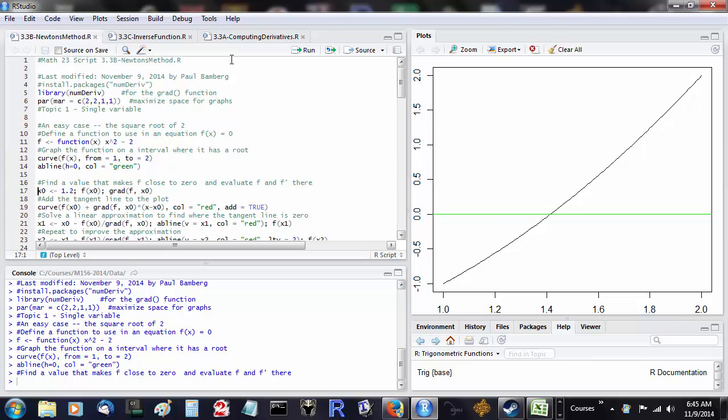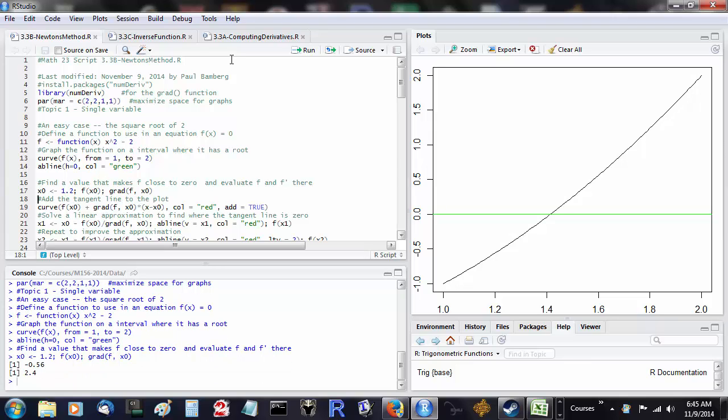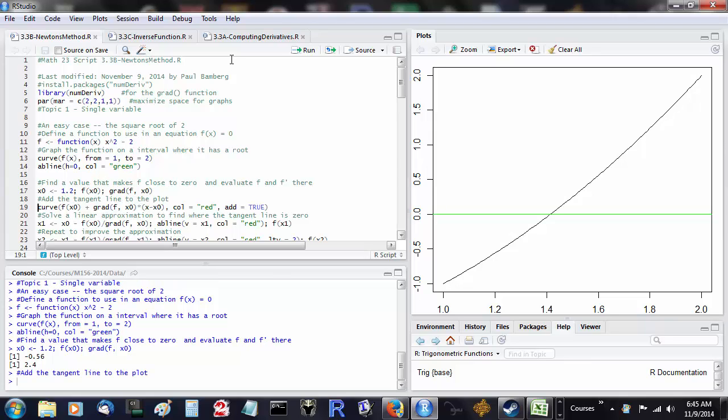And the first thing you do after choosing your first approximation is to evaluate the function there and evaluate its first derivative there. So we see that the function is negative, but it is increasing at a rate of 2.4. And that's going to give us a pretty good idea of where it might increase all the way to 0. I can illustrate that nicely by adding the tangent line to the plot.